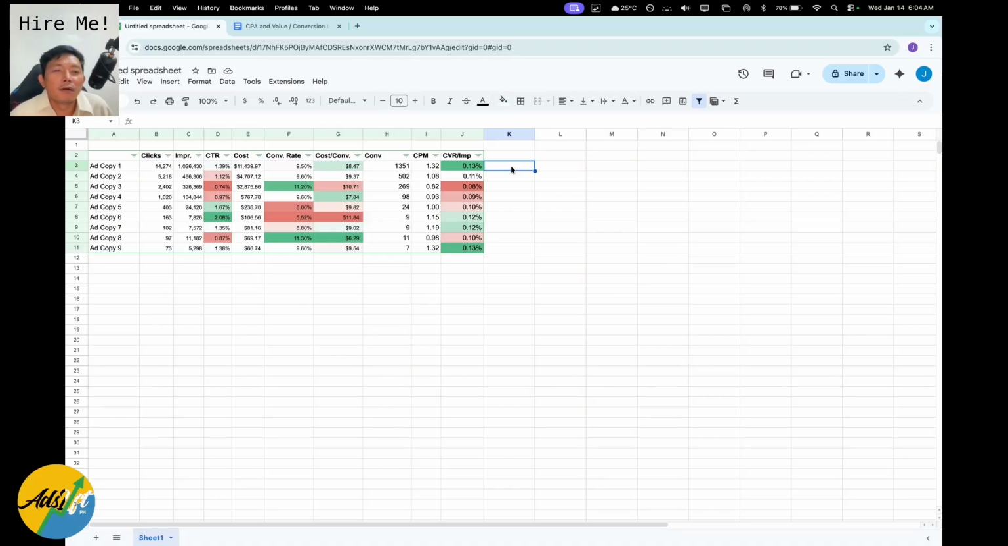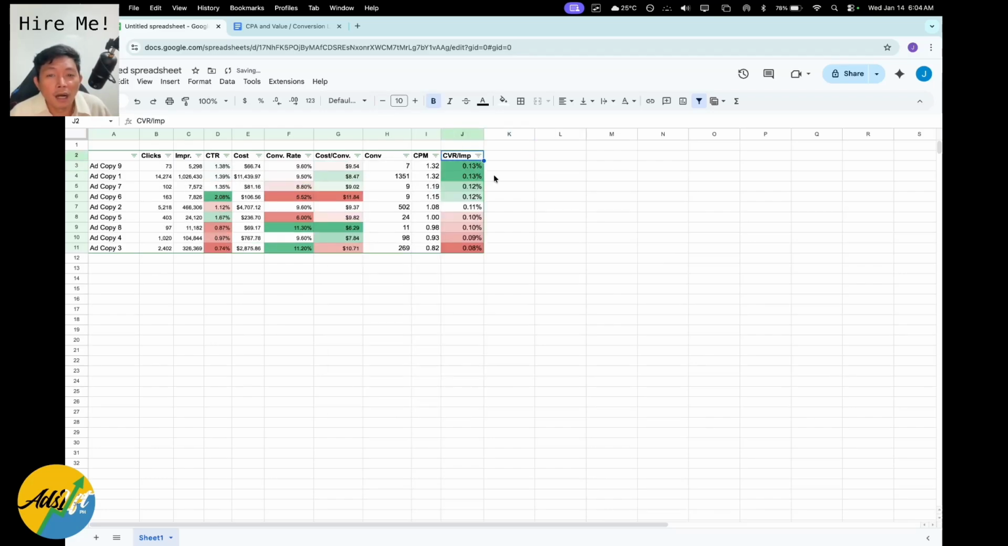So comparing to the rest of the ad copies, this is the highest of the rest of the CVR per impressions. But to justify this as well, we need to combine other metrics like the conversions, how many conversions it received compared to the other CVR per impression.